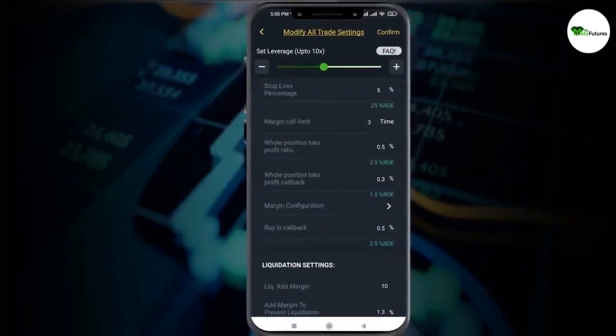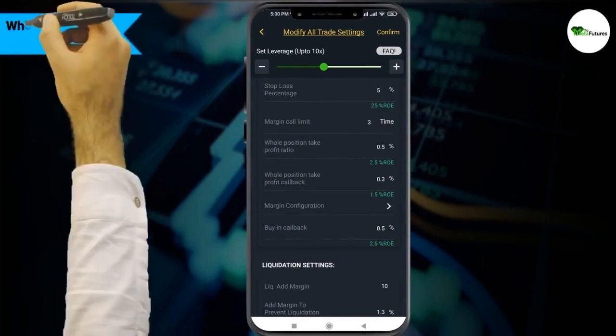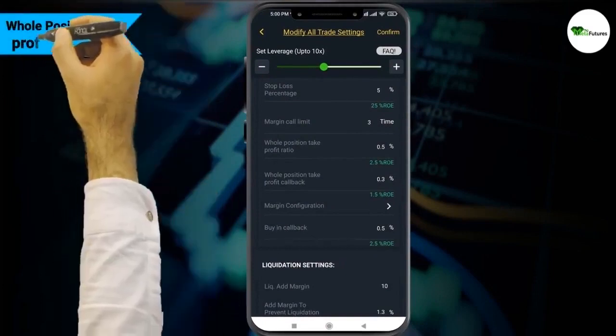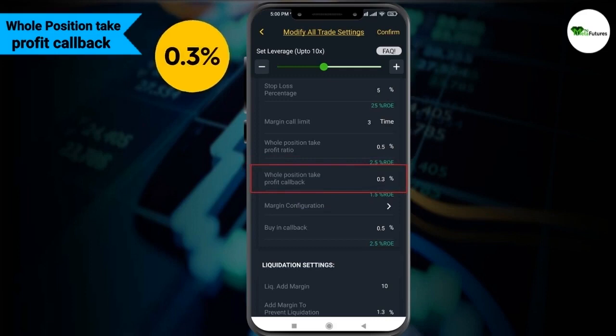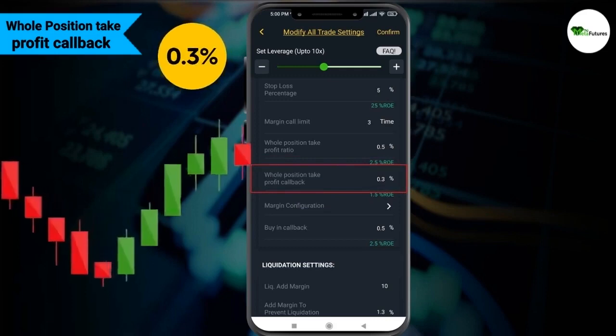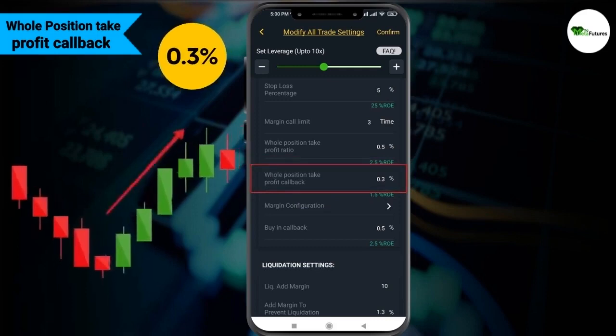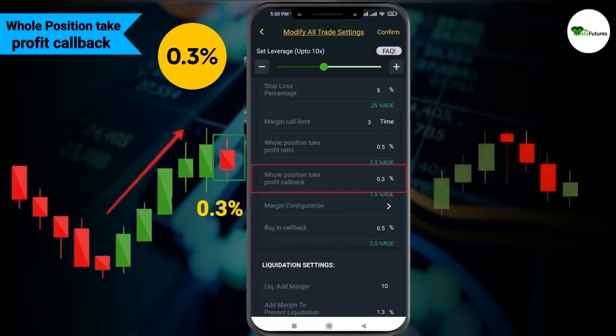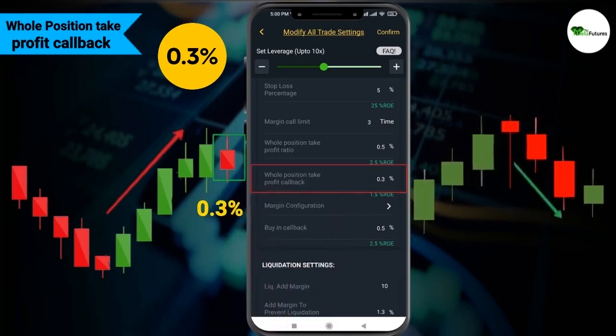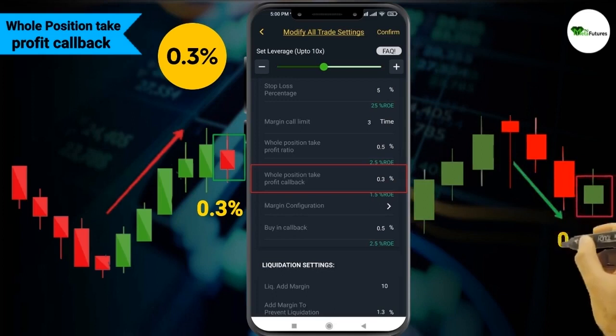For that, set the whole position take profit callback. It's the maximum callback the trade gets to get the maximum profit. After this callback the trade is closed. I have entered a 0.3% value in the whole position take profit callback. Let's talk about the case in which the trade is going up. When the trade goes down by 0.3%, then the bot will close the trade after extracting profit. Same in another case where the trade is going down. When the trade goes up by 0.3%, then the bot will close the trade after extracting profit.